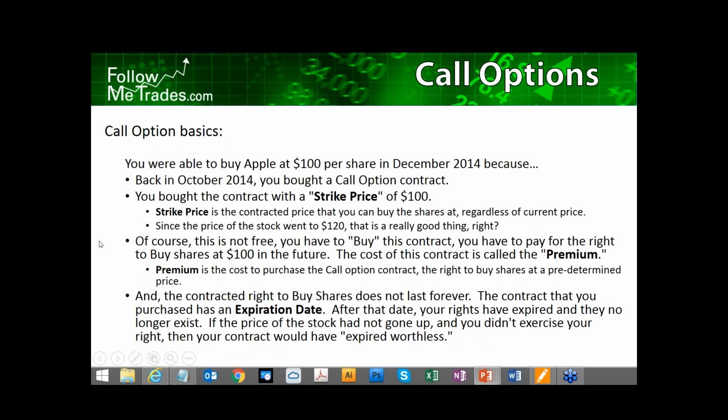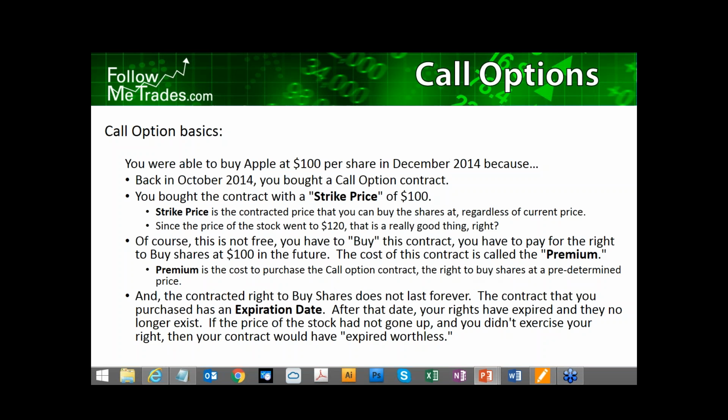Now, of course, this isn't free, right? You have to buy the contract. You have to pay for that right to buy shares at $100 in the future. And the cost of that contract, what you're paying, is called the premium. So that's an important term. Premium is the cost to purchase the call option contract. It's the right to buy shares at a predetermined price.